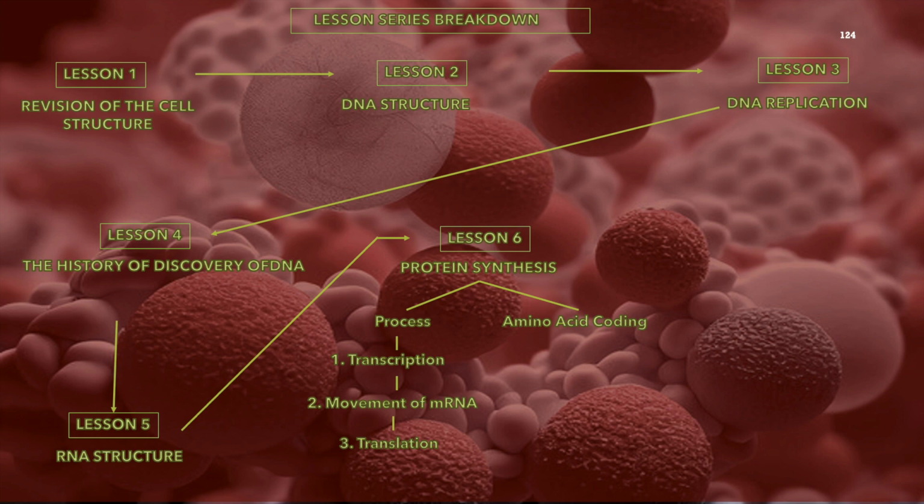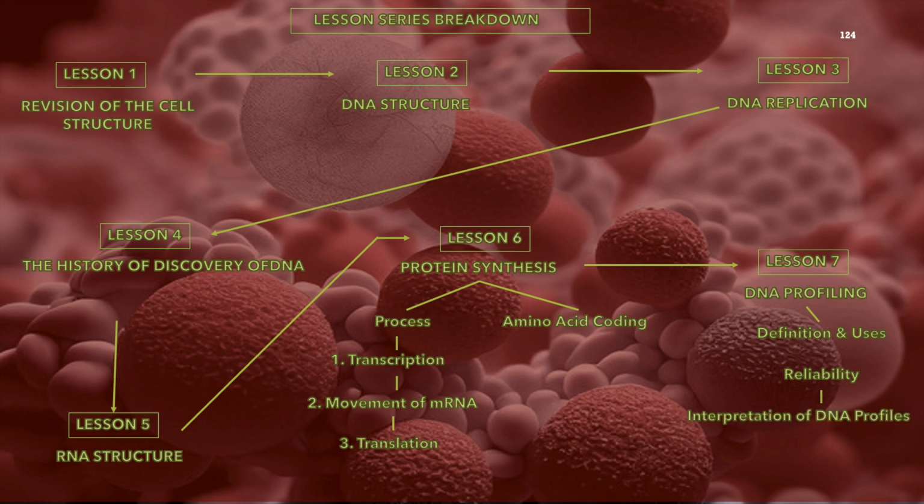Lesson 6 was a 2-part lesson on protein synthesis. Part 1 was based on the process of protein synthesis, which is divided into transcription, movement of mRNA, as well as translation. On the second part of the lesson, we dealt with amino acid coding. And this is lesson 7, which is based on DNA profiling. We are going to be looking at the definition and the uses of DNA profiling, as well as the factors that affect the reliability of DNA profiling.